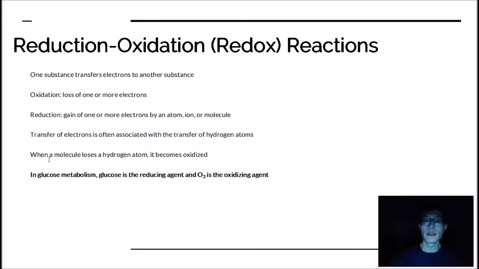These are very key, critical, important reactions that occur in the body, and one example is glucose metabolism, where glucose acts as the so-called reducing agent. We'll talk about agents in a little bit, but glucose is the reducing agent and O2 is the oxidizing agent. The terminology there is a little bit tricky, but we will define it in a later slide.